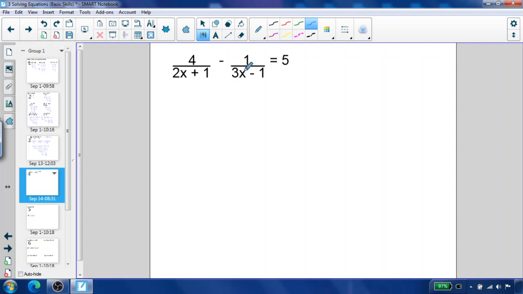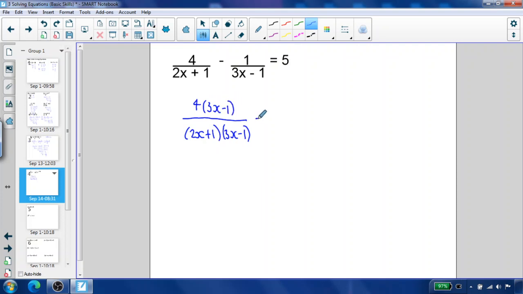So the common denominator of these two fractions is going to have to be 2x plus 1 multiplied by 3x minus 1. Because they're expressions, that is what's common. So I'm going to write both fractions as that. Now, because I've multiplied this fraction here, the denominator, by 3x minus 1, I need to do the same to the numerator. So I'm going to multiply the 4 by 3x minus 1.